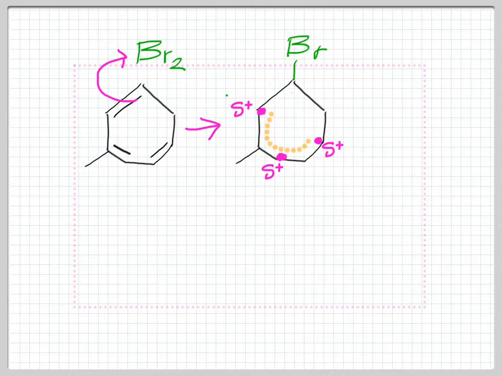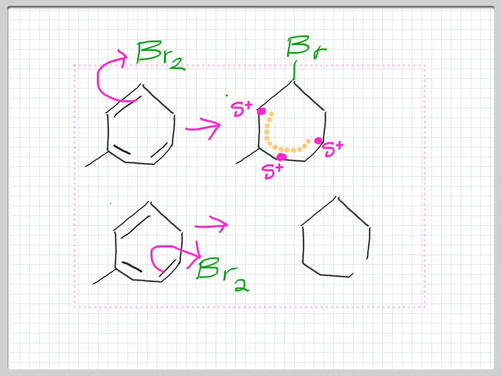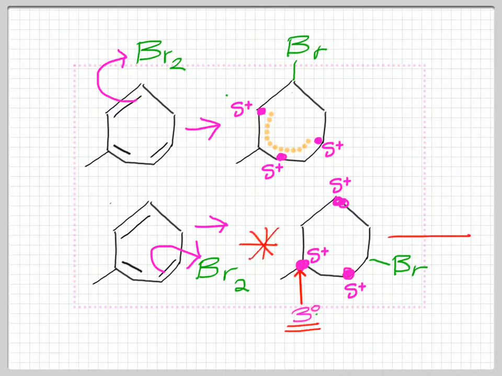Okay, now let's take a look at the other possibility. In this case, the bromine would be attacking from this lower right side, and we would get positive charges like so. And what's important to understand here is that in this case we have a tertiary carbocation right over here. And that is going to make the pathway on the bottom way more likely to occur. So that's what we're going to use to determine the final product.